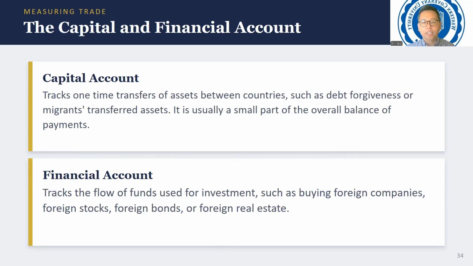Together, the current account and the capital and financial account should balance out, which is exactly why this whole system is called the balance of payments. In practice, statisticians rarely get every number perfectly matched. So you'll often see a small statistical discrepancy line added to make the accounts balance on paper.